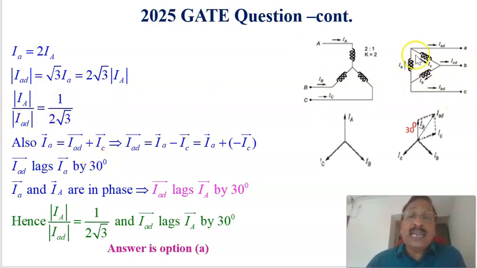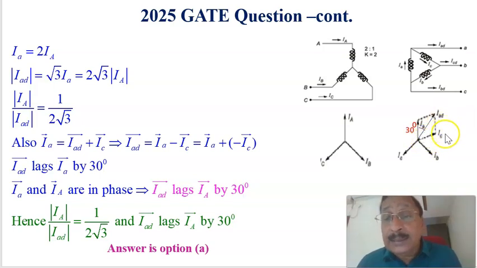Next, we have to see the phase angle relation. Coming to that, this is the phasor diagram like IA, IB, and IC. On the primary side, I capital A, I capital B, I capital C. Similarly, on the secondary side, small ia will be in phase with capital IA, small ib in phase with capital IB, small ic in phase with capital IC. Now we have to find out what is IAD.